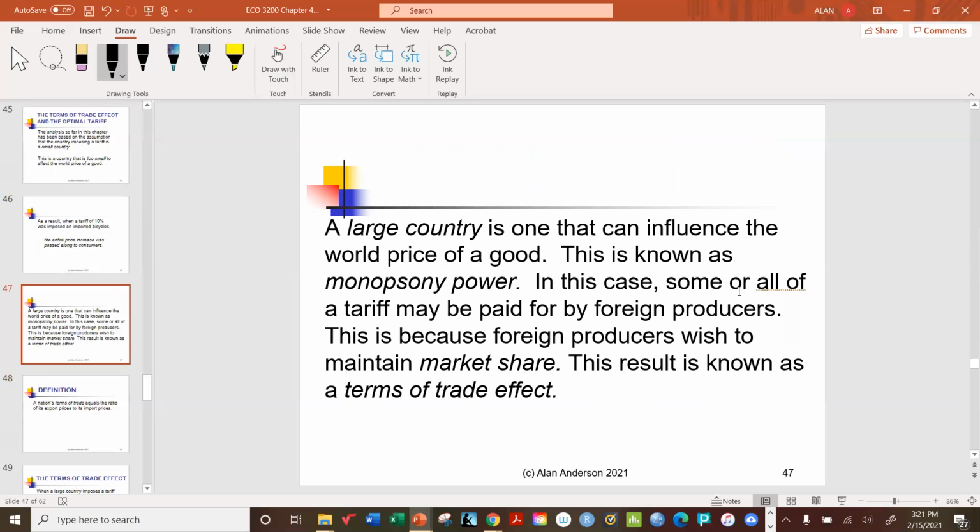So a large country can influence the world price of a good. And you might occasionally run into this word in economics. It's called monopsony power. It looks weird, doesn't it? Monopsony. We know what a monopoly is. One seller. A monopsony is a little different.